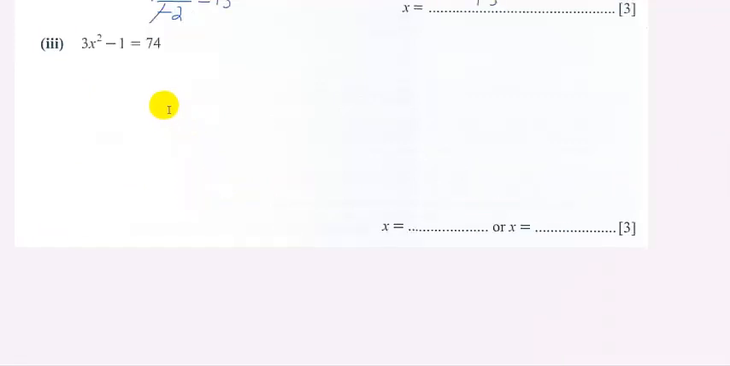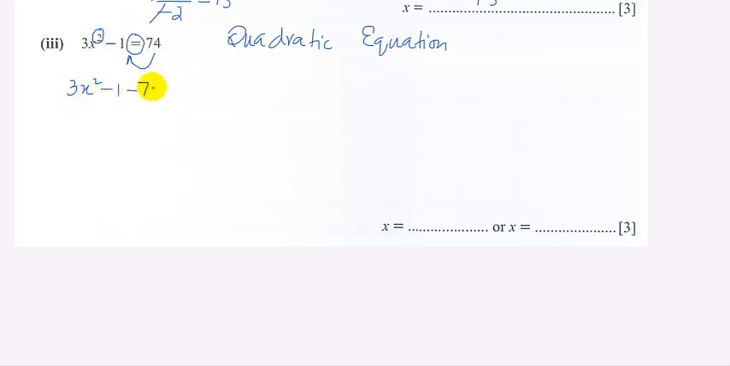Okay, this is another equation because we have again an equal sign. But right now we have highest power 2. This is a quadratic equation. So in a quadratic equation, one side must be 0. So we will bring this 74 on the other side. So it is 3x square minus 1 minus 74 equal to 0. So it is minus 75 and 3x square.